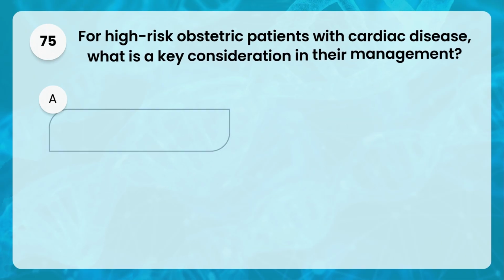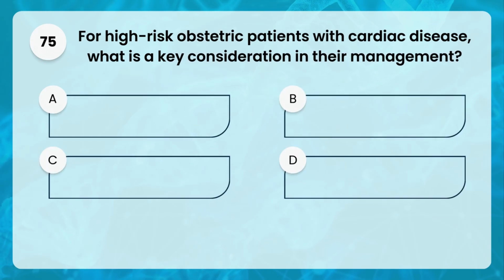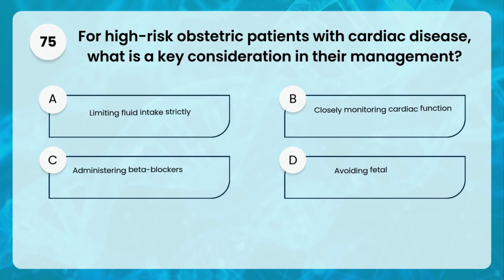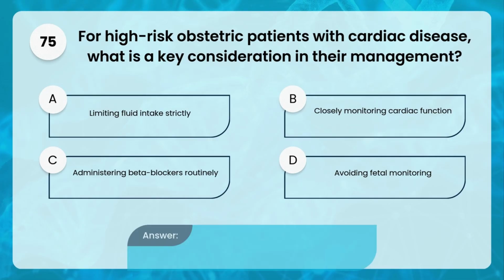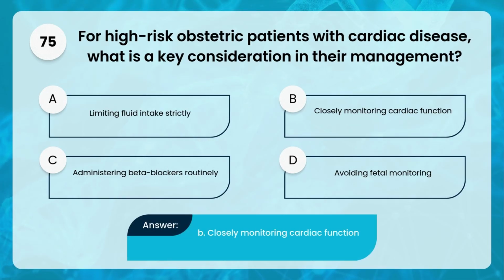75. For high-risk obstetric patients with cardiac disease, what is a key consideration in their management? A. Limiting fluid intake strictly. B. Closely monitoring cardiac function. C. Administering beta blockers routinely. Or D. Avoiding fetal monitoring. The answer is B. Closely monitoring cardiac function.